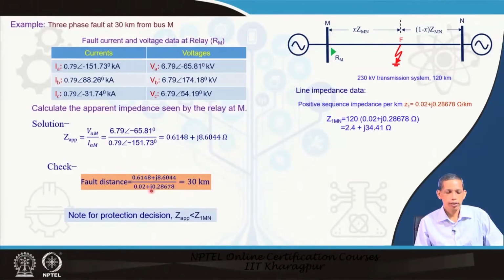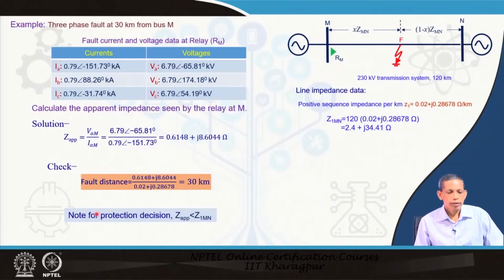So, the fault distance calculated from the apparent impedance computed by the relay is in agreement with the actual fault position. That says that the Z apparent impedance is correctly calculated by the relay.